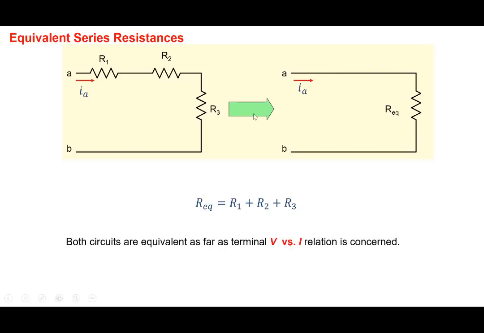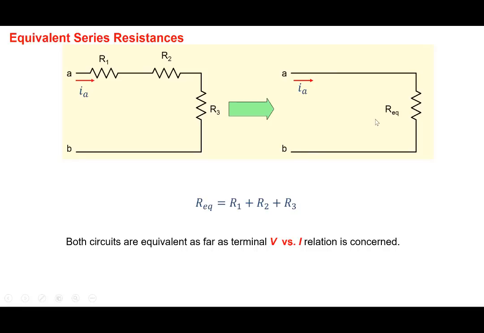In what sense are the 2 circuits the same? Well, as far as the terminal current voltage characteristics are concerned. If I apply a voltage VAB, a current IA will flow. If I apply a voltage VAB, the current IA will flow here also, provided R equivalent is R1 plus R2 plus R3. So in terms of the terminal current voltage characteristics, the 2 circuits are equivalent.